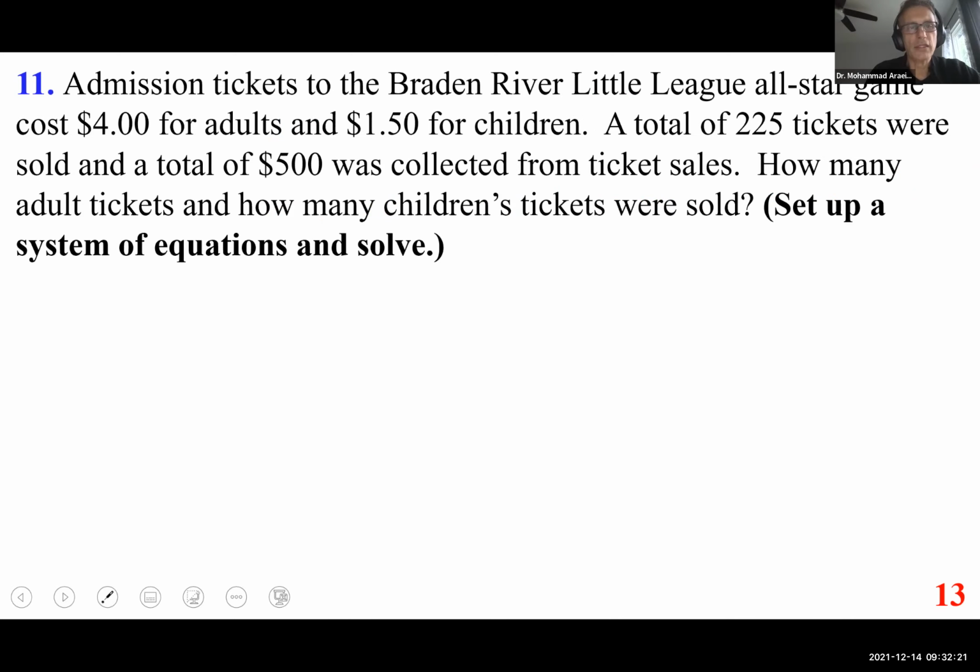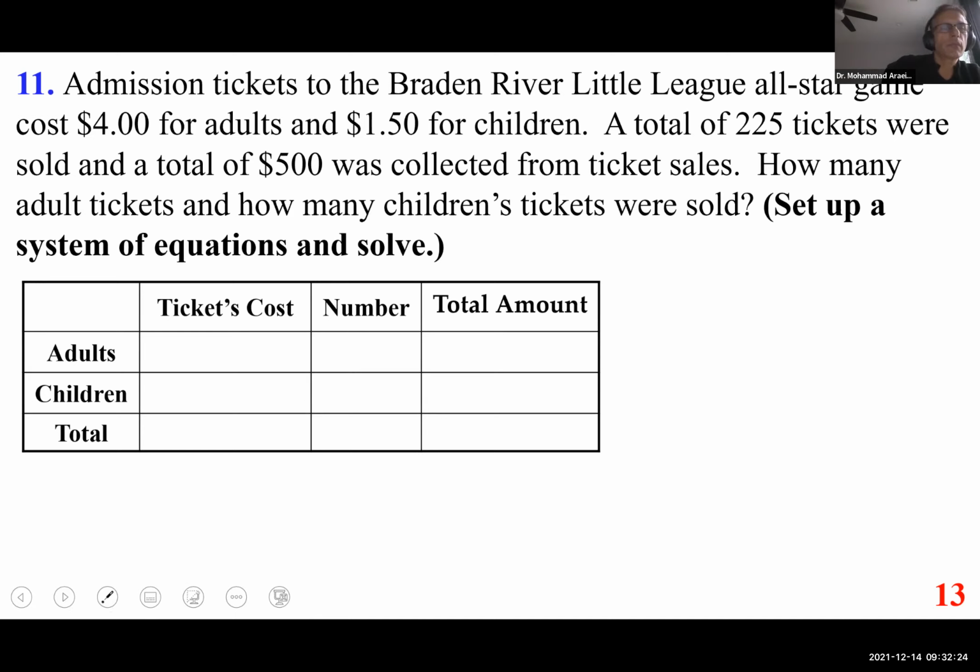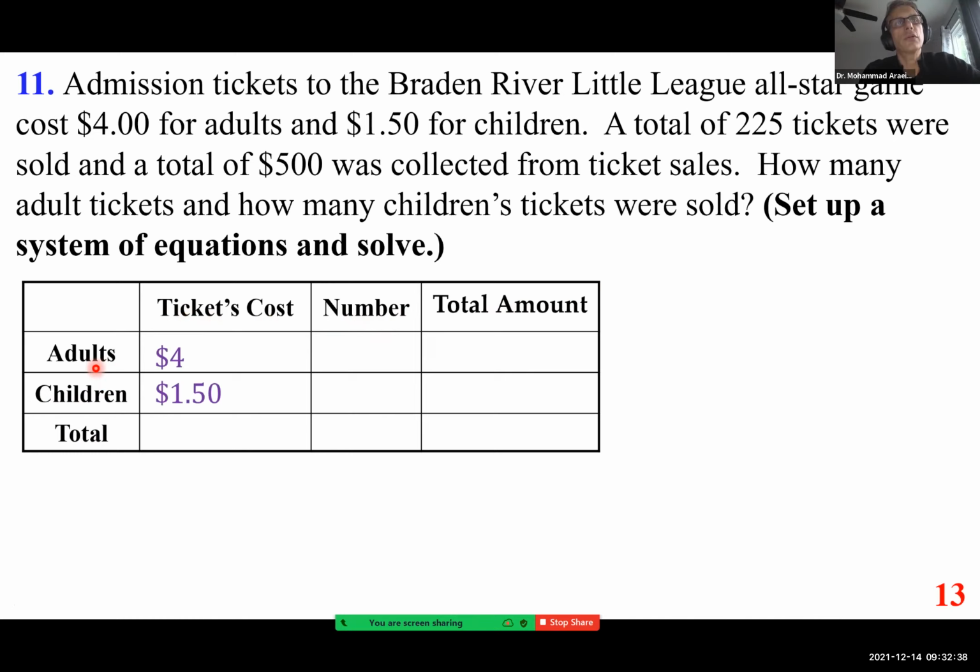Perfect. It's a good practice to go with some sort of a table. And so adults, children, total; ticket cost, number, total amount. We know the cost is different for adults and children. So $4 for adults, $1.50 for children. So what else do we have? We have a total amount of $500 and a total number of tickets of 225. So let's put them there.